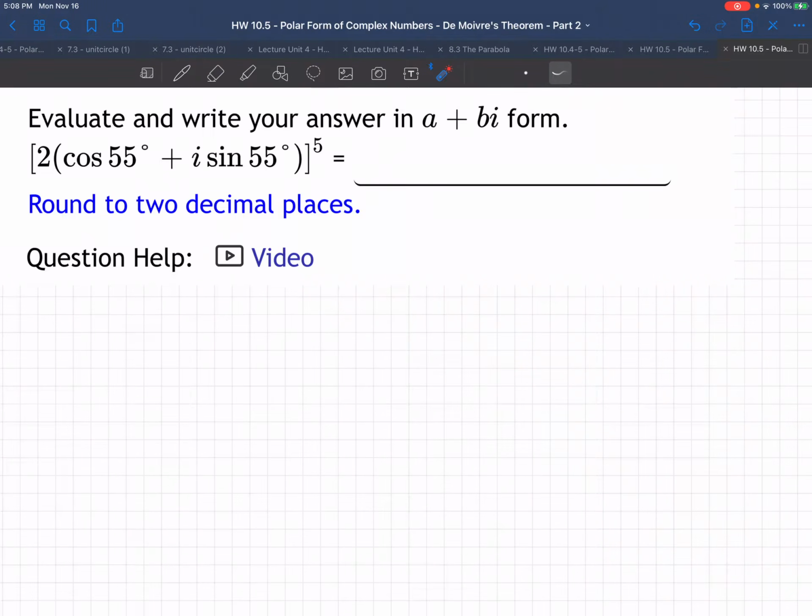Here's a problem in which we're raising a complex number in polar form to a power, and they want the answer in a plus bi form. So let's go to it. So how do we do polar numbers to powers? Well, that's in the notes.